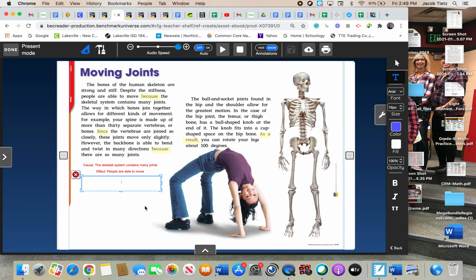So our cause in this case would be, let's find the word since. That tells us what our cause is. Since the vertebrae are joined closely. Now, because of that, because it says since the vertebrae are joined so closely, these joints move only slightly.